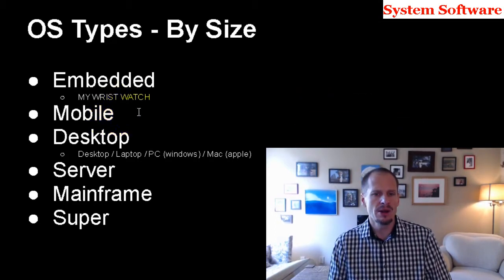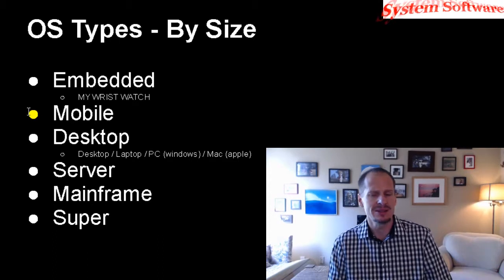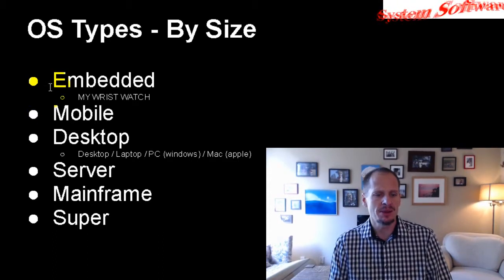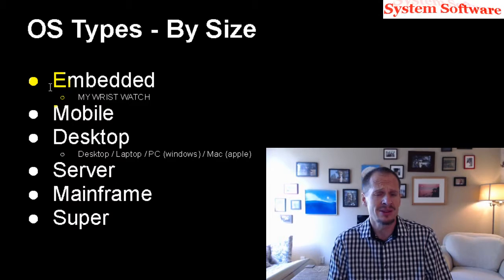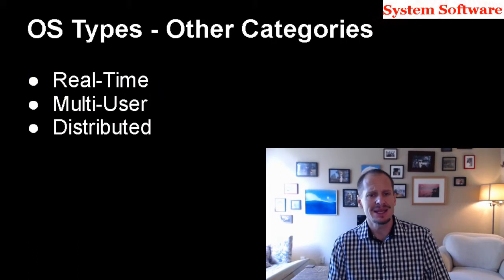Linux, mobile operating systems, iOS and Android running on your mobile devices, right? And then we have embedded operating systems, like in my wristwatch, right? There's got to be something in there making that hardware work. It's an embedded operating system, and I sure am not going to be able to update it. It's just built right into it. So those are the different operating systems by size.